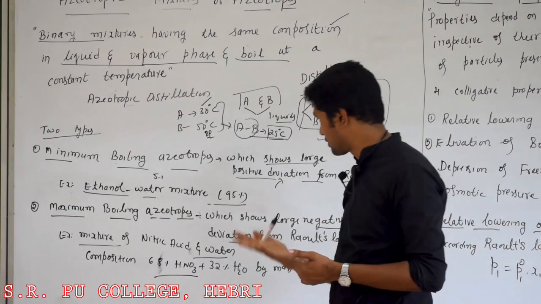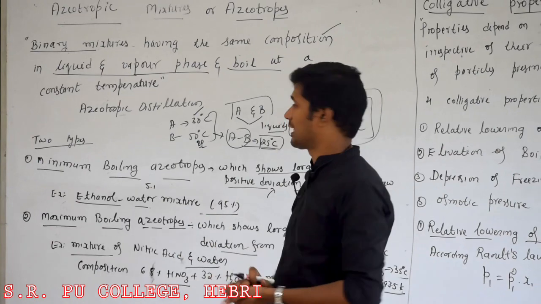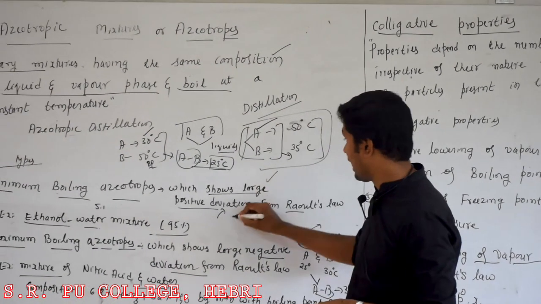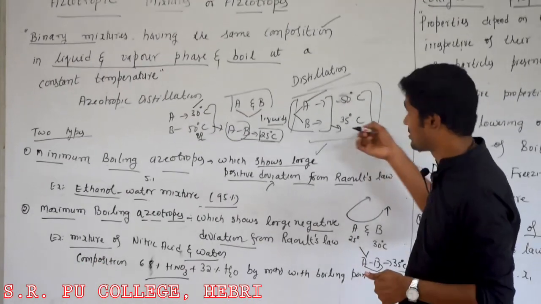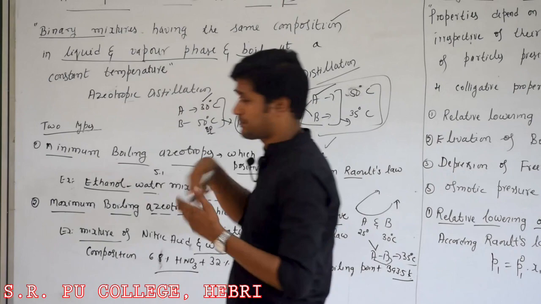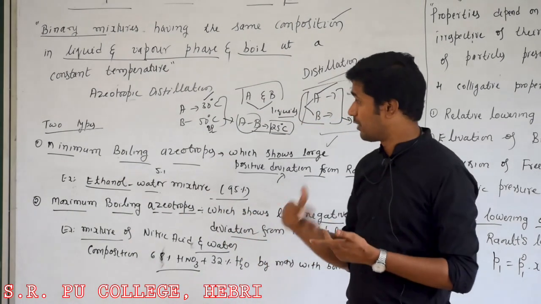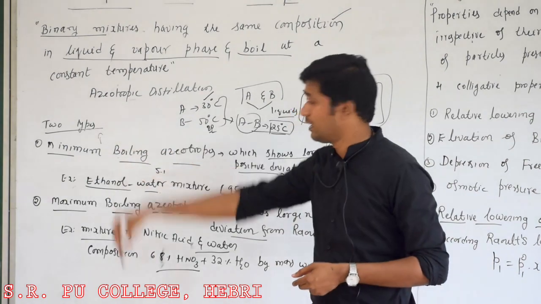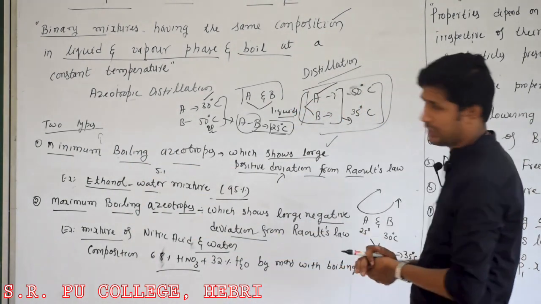What type of solution shows a minimum boiling azeotrope? They will ask you for 1 mark. The solution which shows large positive deviation from Raoult's law shows minimum boiling. Remember, minimum boiling means vapor pressure must be high. Highly volatile liquids show minimum boiling azeotropes. You got it? Yes.